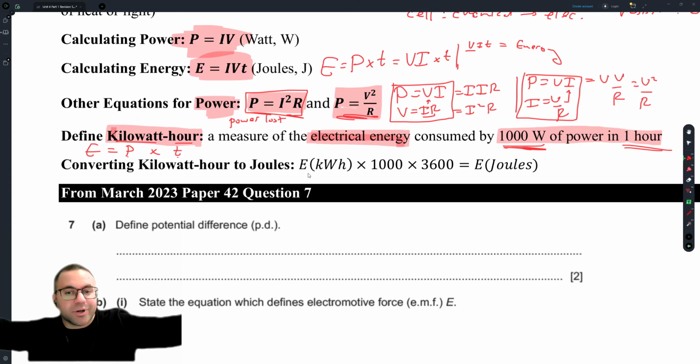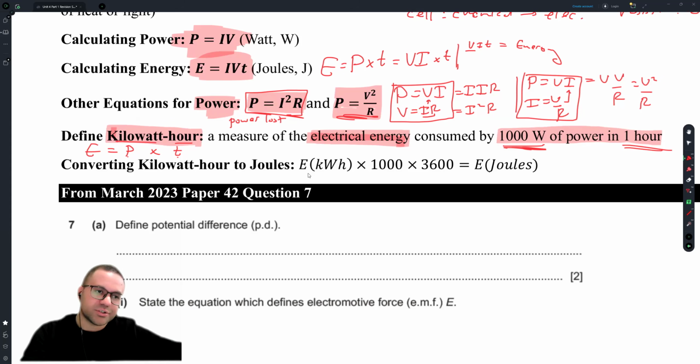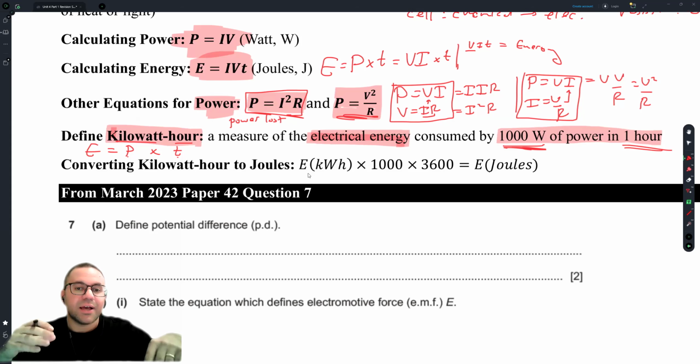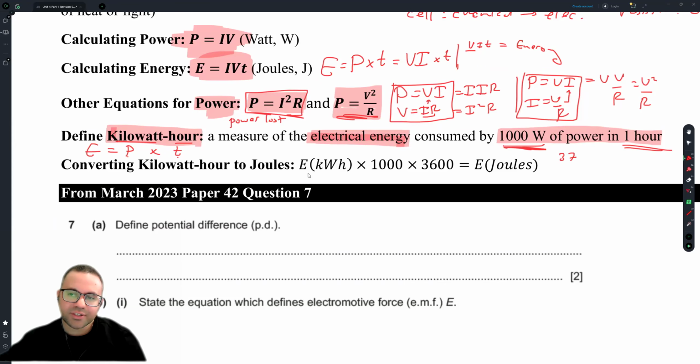Okay, so what is a kilowatt hour? It is how much energy is used by 1 kilowatt or 1000 watts in 1 hour. How do I get the value in joules? Like if I tell you, this month I used up 37 kilowatt hours. That's nothing, but let's say I used 37 kilowatt hours.